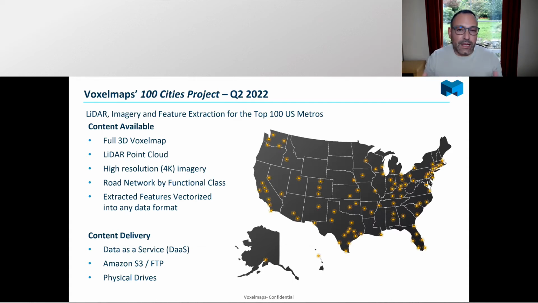And we can deliver all of that data either through our web interface, so the data as a service model, or if it's a large amount of data, if people want entire cities or states, for example, then we have the ability to send that via things like Amazon S3 or even FTP or physical hard drives if required. So again, we'll be very happy to share a list of those cities.